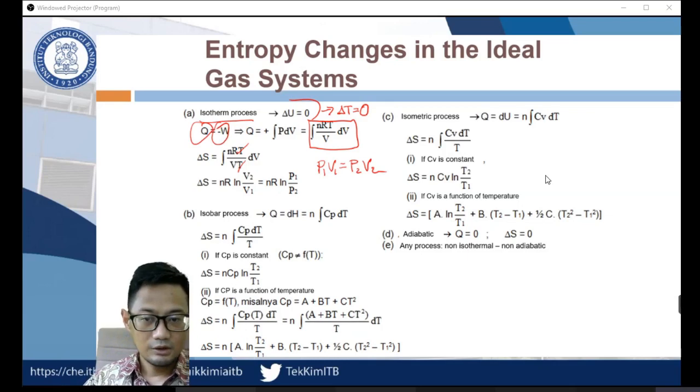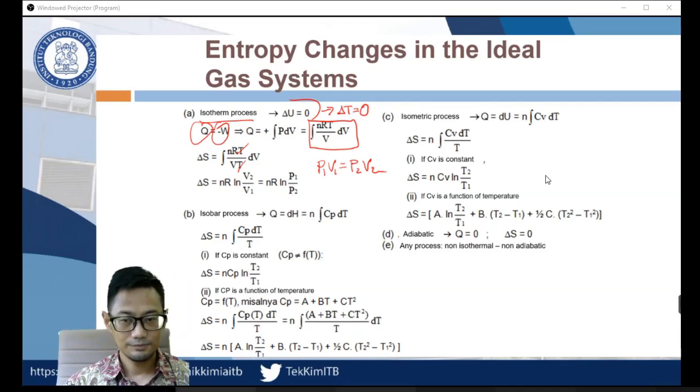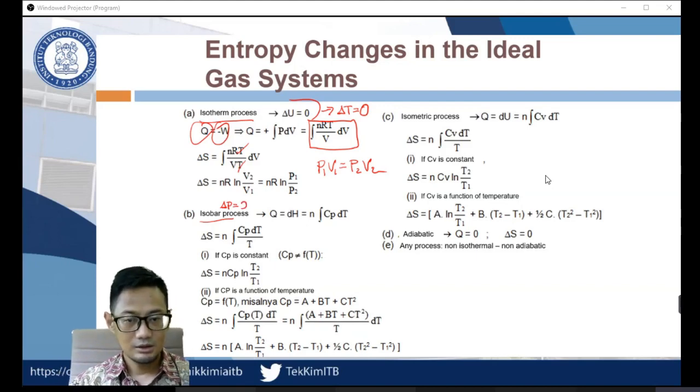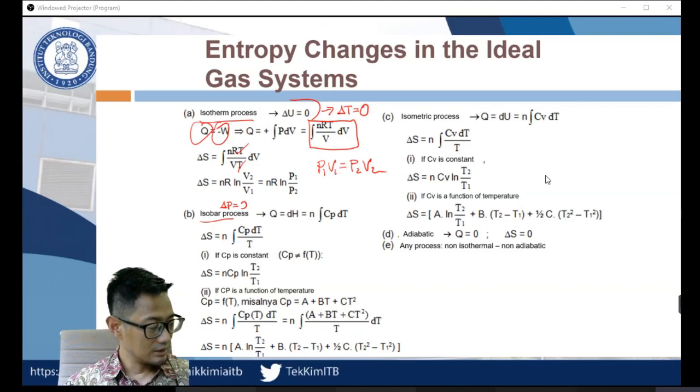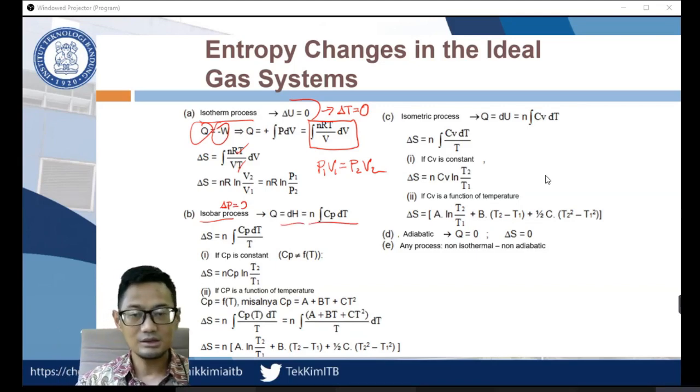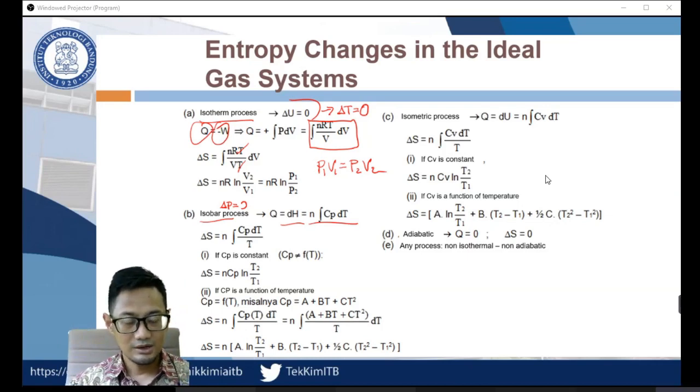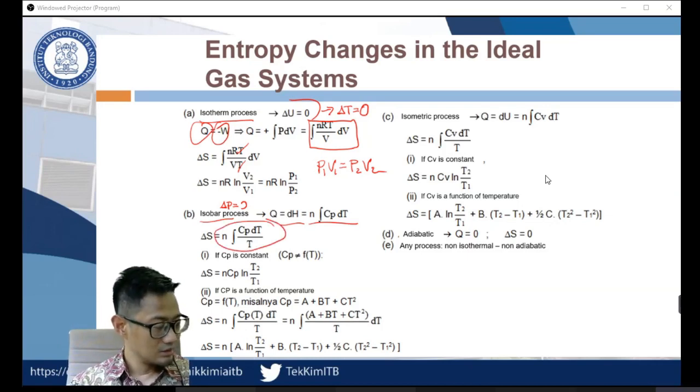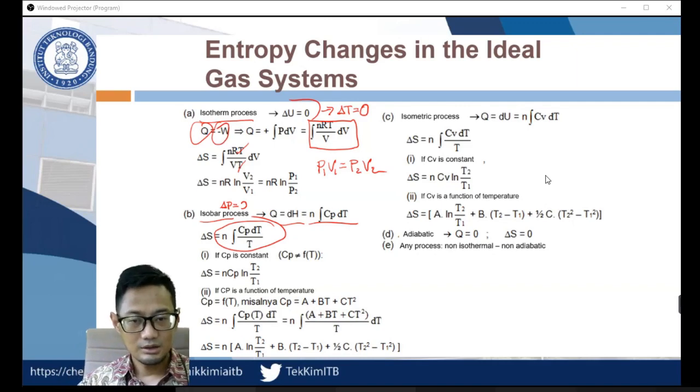So when you have V2 by V1, it means it should be equal to P1 by P2. Similarly, for isobaric process. Isobaric means delta P is constant, delta P is equal to 0. Pressure is constant. So Q would be equal to delta H. This is the result. Don't forget, delta S is Q divided by temperature. So this is the formula for entropy.